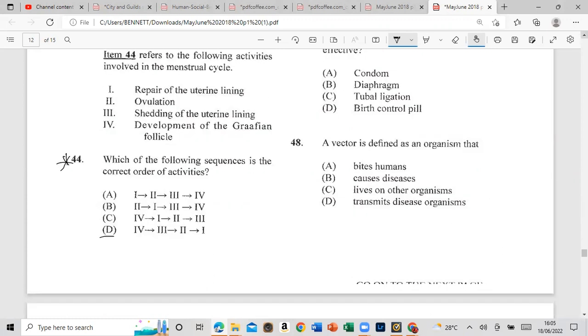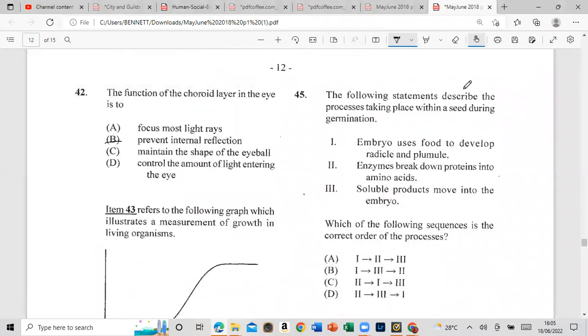All right. Let's move on to 45. The following statements describe the process by which an embryo uses food to develop radicle and plumule. 1, enzymes break down protein into amino acids, 2, saliva products move into the embryo. Which of the following sequences is the correct order of this process?